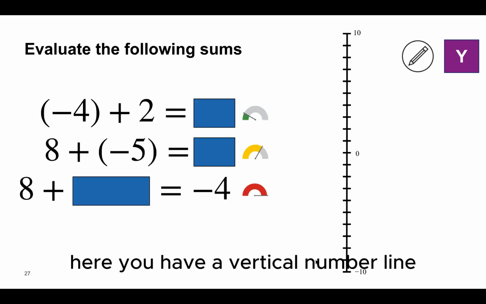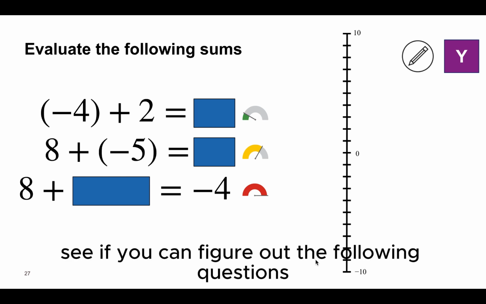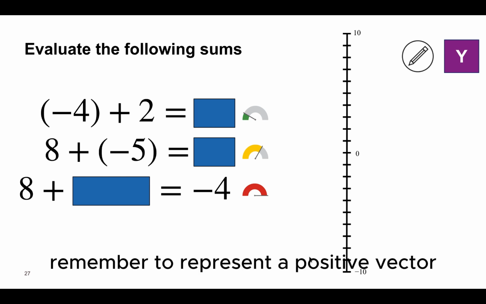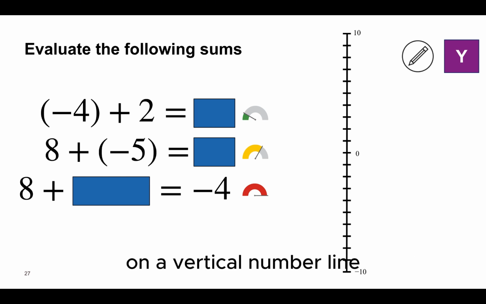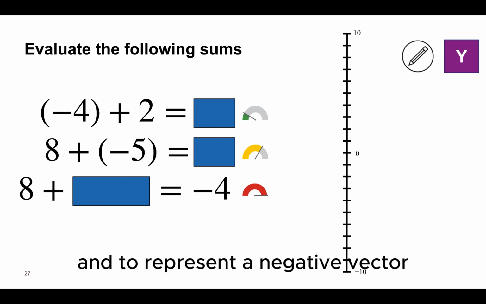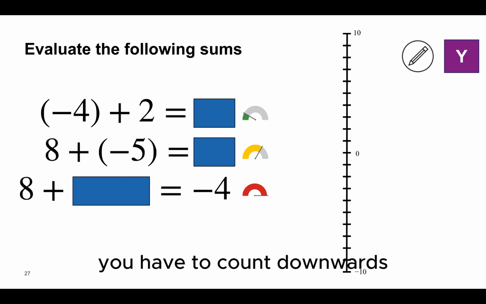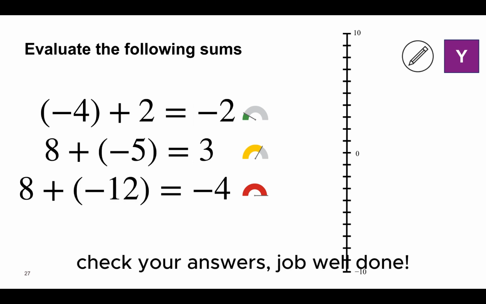Here you have a vertical number line. See if you can figure out the following questions using this number line and vectors. Remember, to represent a positive vector on a vertical number line, you have to count upwards. And to represent a negative vector on a vertical number line, you have to count downwards. Check your answers. Job well done.